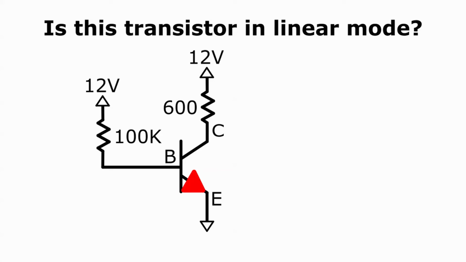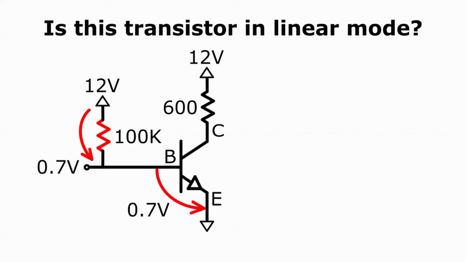In linear mode, the base emitter junction will be forward biased. Not only that, but the voltage drop over the junction will be 0.7 volts. Since the emitter is at ground potential, the voltage at the base terminal must be 0.7 volts. The 100K resistor is called the base resistor since it's connected to the base terminal.